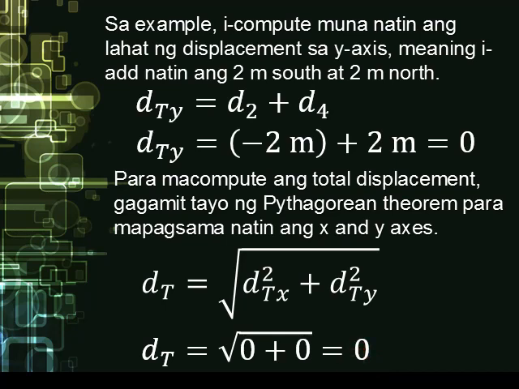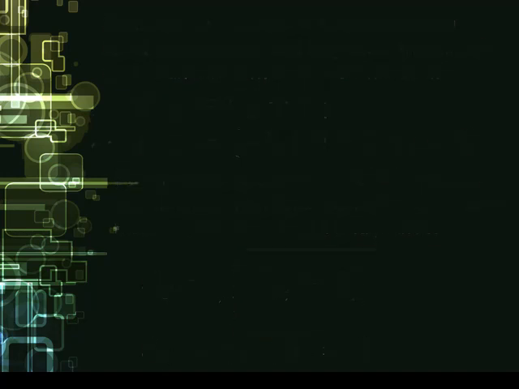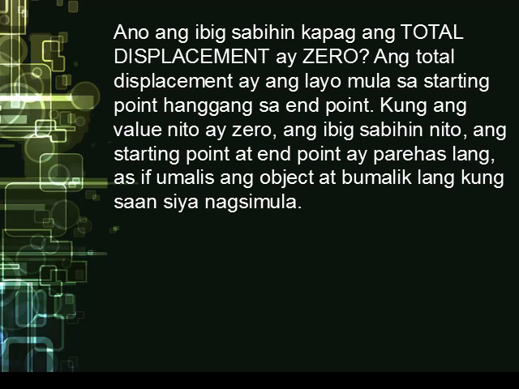Hindi ganun. Kasi, kung nakita naman natin kanina, yung displacement niya ay may mga displacement siya eh. Okay, kaya lang, pag tinotal mo siya, baka siya naging equal to 0. Kasi ang ibig sabihin lang nito, bumalik yung object natin doon sa point kung saan siya nagsimula. Okay, so yun ang ibig sabihin nun. So, ang starting point at ang end point ay parehas lang. As if umalis ang object and then bumalik lang kung saan siya nagsimula. So, ang ibig sabihin, ang total displacement natin ay hindi kaparehas ng total distance.